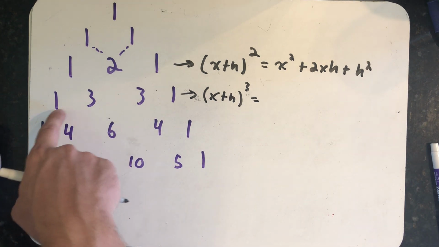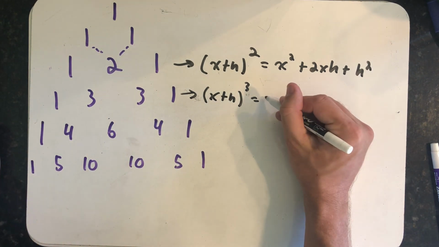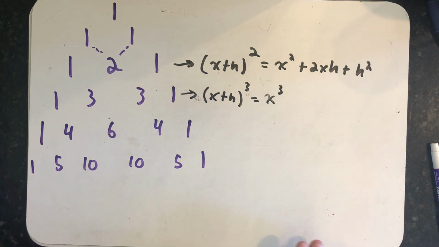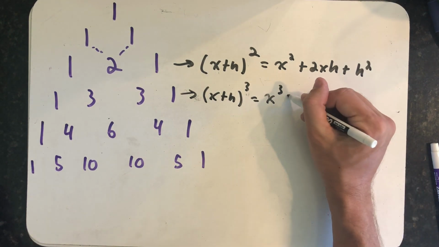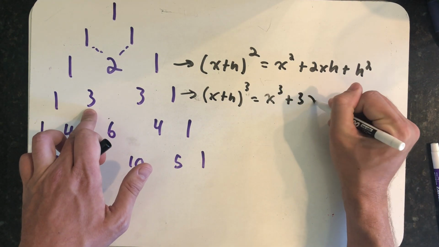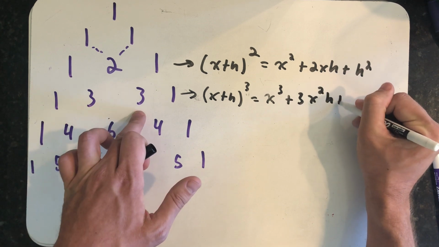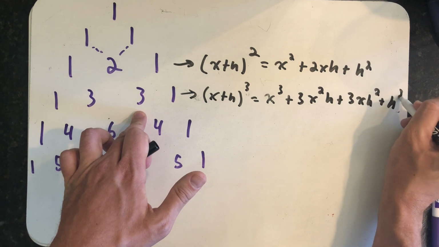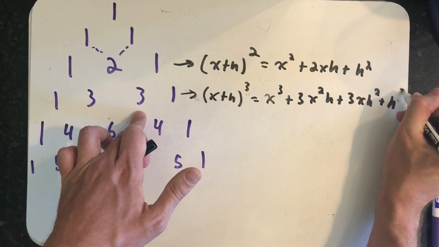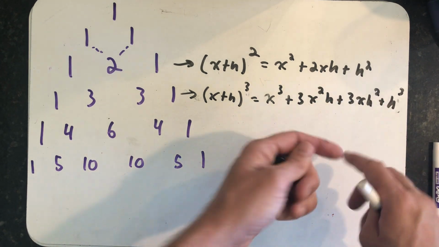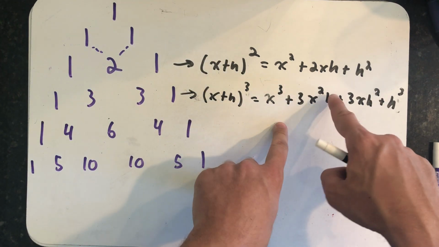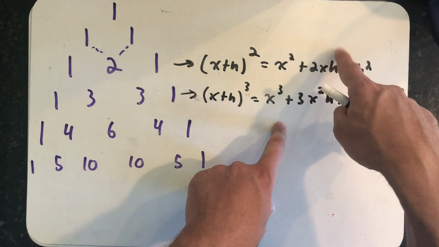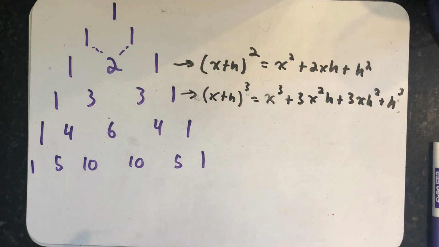The coefficients will be 1, 3, 3, 1. I start with x to the third. All right, and now the powers of x will count down, and the powers of h will count up. So my coefficient's a 3. X squared times h plus 3xh squared plus h cubed. In each term, the exponents on my two variables add up to the power I'm raising it to. So 3, 2 and 1 make 3, 2 and 1 make 3, and 3. And this first one, all of them sum to 2. 1 and 1 make 2, and I actually see the squares on those two.